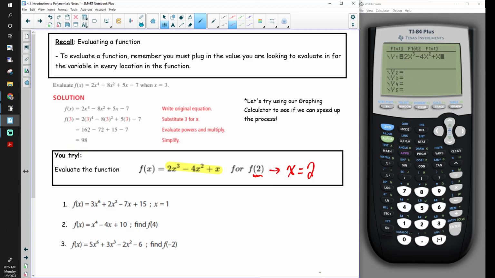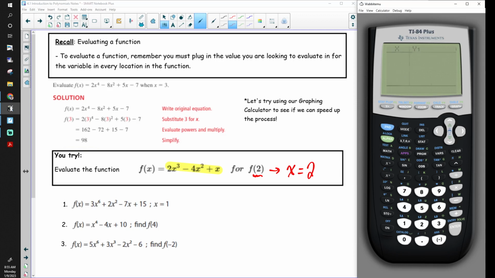Now there's two easy ways to do this. The first way is you could just go to your table by clicking second graph, and you could go look. At x equals 2, y equals 2. See how 2 goes with 2? If I plug in 2, you get 2. If I plug in 3, you get 21. If you plug in 6, you get 294. You could just go look at your table. Sometimes this might not be a nice whole number, so the other way is good to know too.